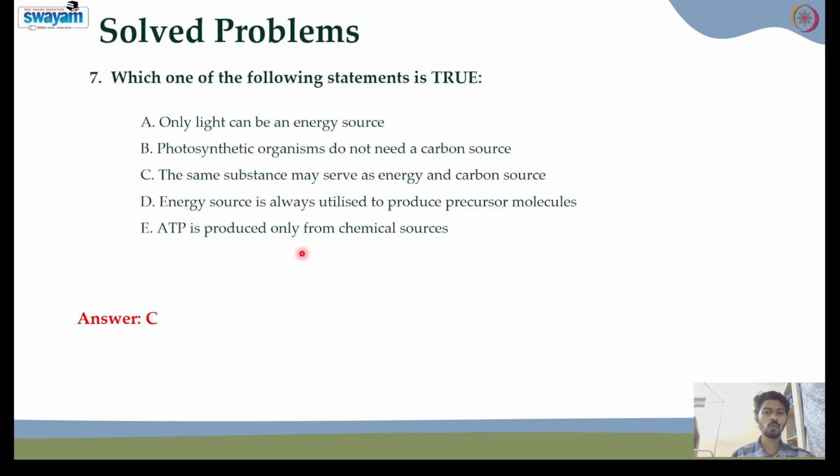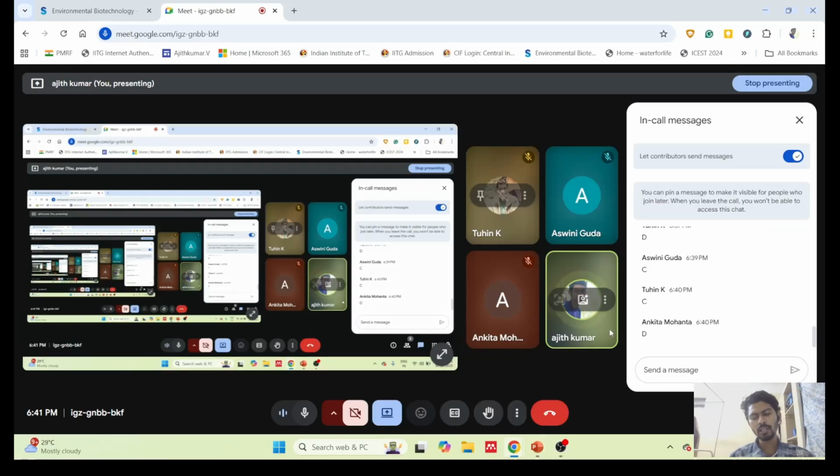Now we will see why not the other options. Only light can be used as an energy source. No, not only light. Chemical energy is also used as an energy source. And what do we call it if it uses light as an energy source?